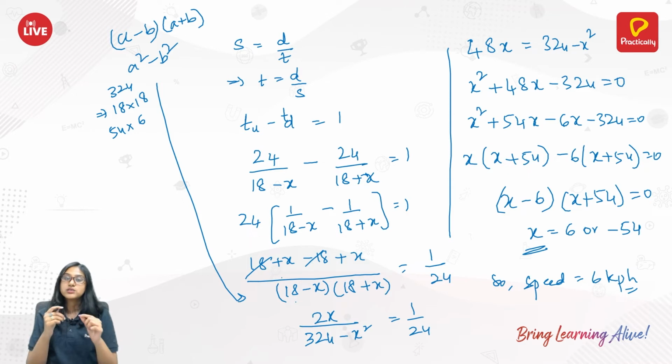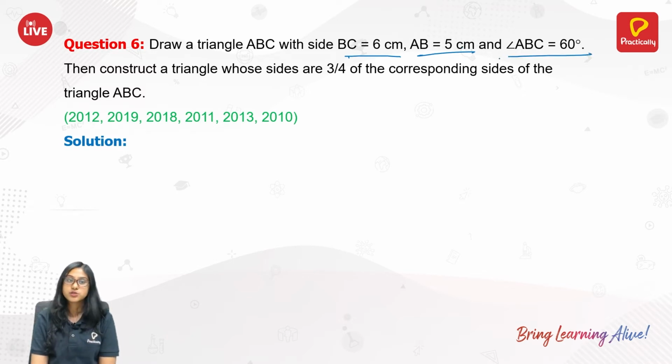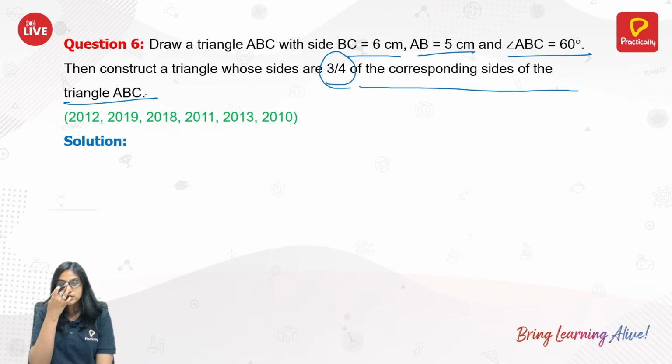Okay, please write the statement after you solve the answer or solution. Okay. So next. Draw a triangle ABC with side BC equals 6 centimeters, AB equals 5 centimeters, the angle ABC equals 60 degrees. Next, construct a triangle whose sides are 3 by 4 of the corresponding sides of the triangle ABC.